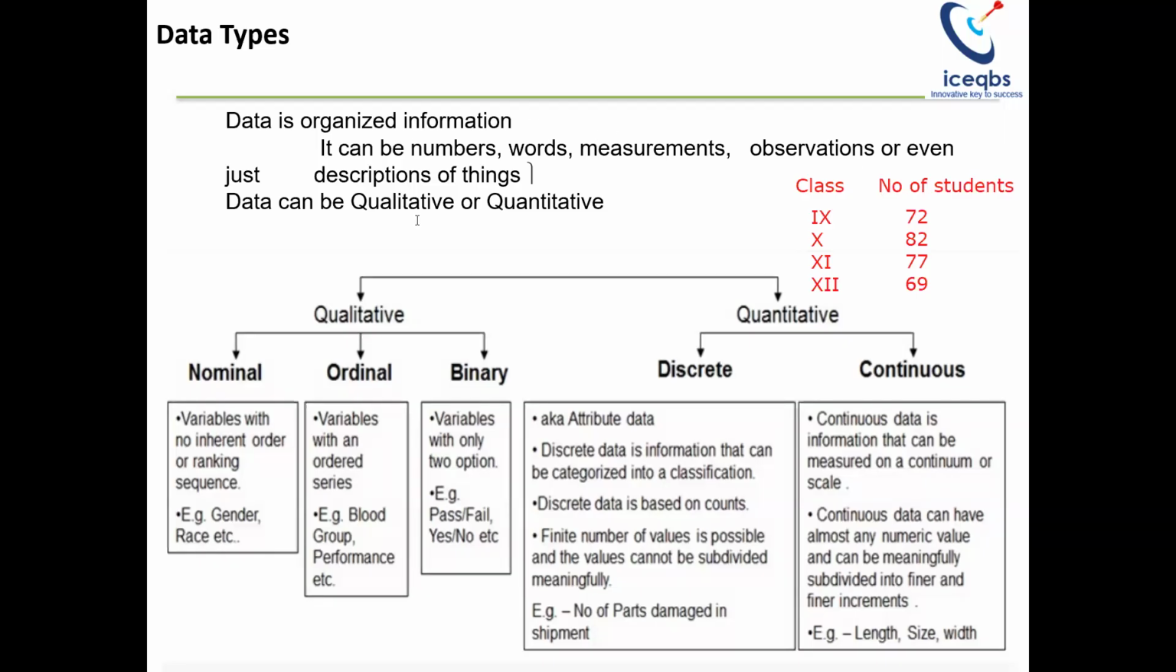The data can be broadly classified into two categories, that is qualitative data and quantitative data. Quantitative data is also called numerical data because it is always in numerical format. Quantitative data can again be broadly classified into two categories, that is discrete data and continuous data. Discrete data is also called attribute data, and it is the outcome of a counting process.